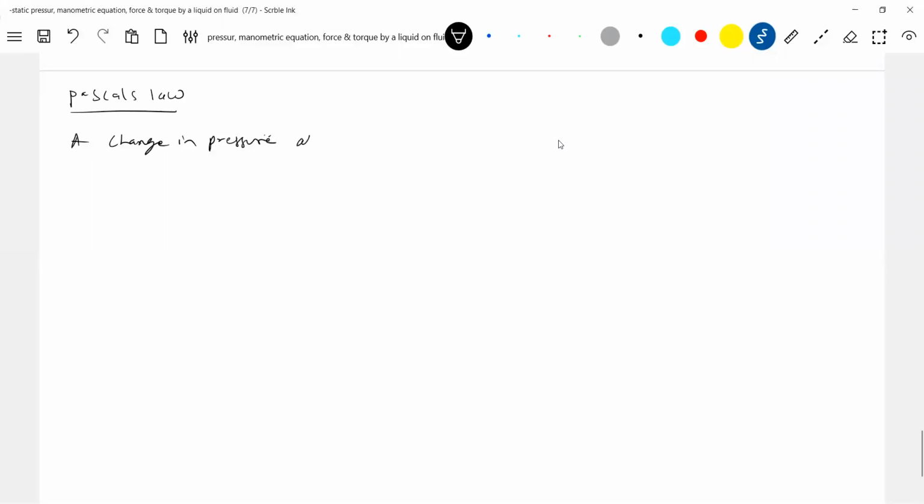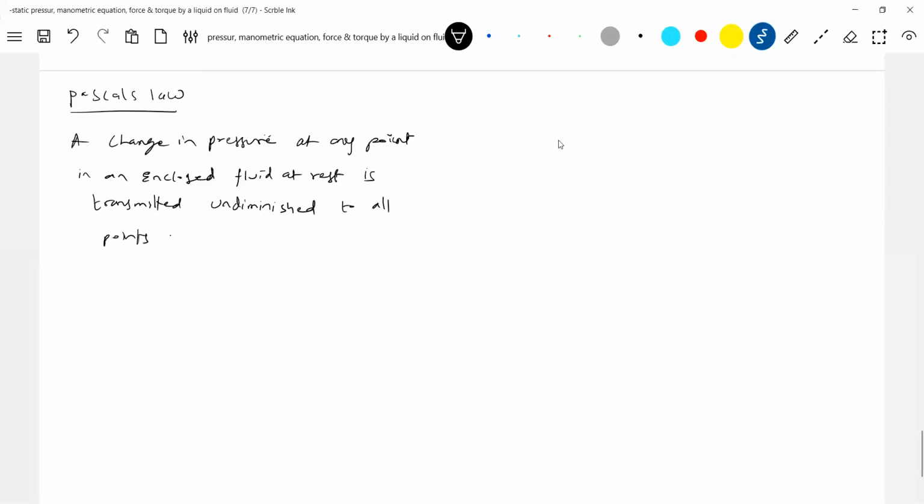A change in pressure at any point in an enclosed fluid at rest is transmitted undiminished to all points in the fluid. Okay, there's a basic definition of it.